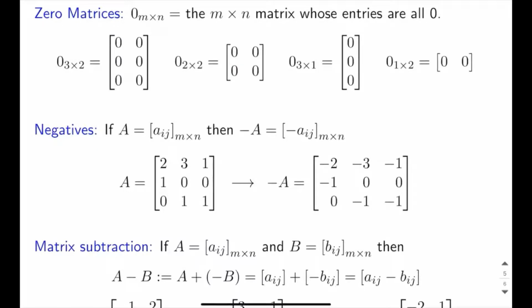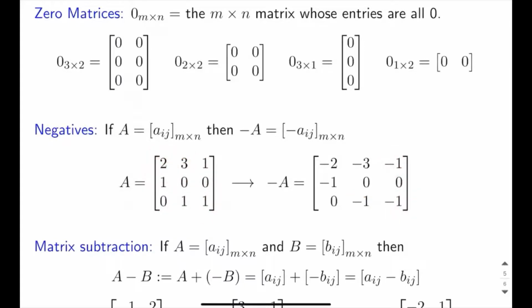The next terminology is the negative. If you have a matrix A, then the negative of the matrix A is actually the matrix whose entries are the negative of the entries of the original matrix. For example, this matrix A is going to have its negative being this. And you can see that we flip the sign of every entry here.